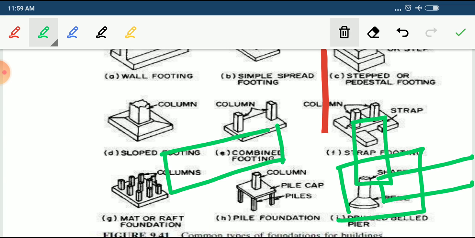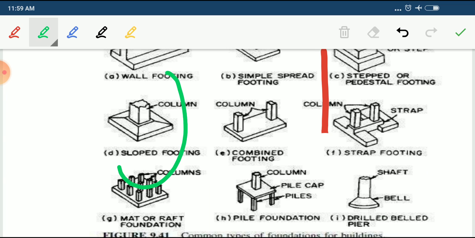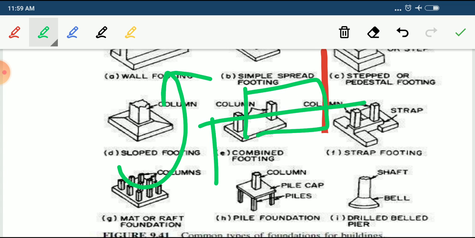Okay, next one is that is called strip footing. Strip footing is just like a wall footing only. Okay, below the wall the footing is to be provided, that is called your strip footing.